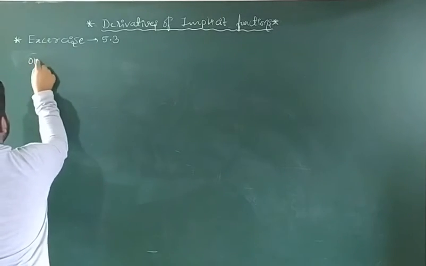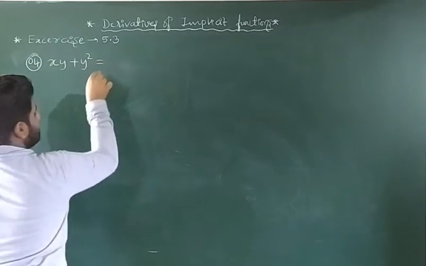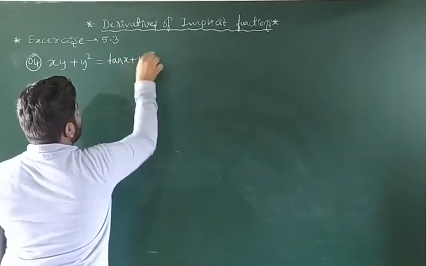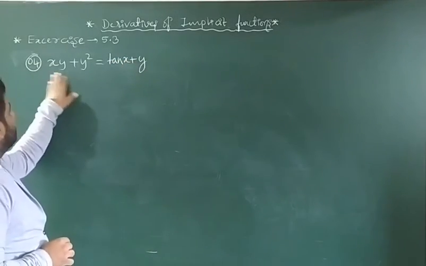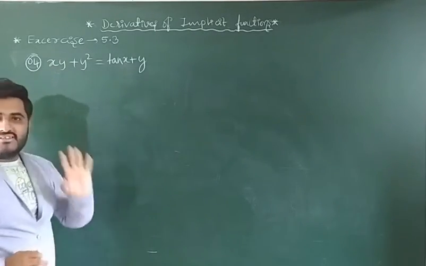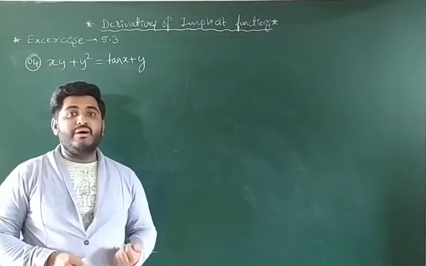xy plus y square is equal to tan x plus tan y. That is the fourth example, right? So carefully see here guys, in xy, x is also a function variable, y is also a function variable, right? What we should do, we should apply the product rule.